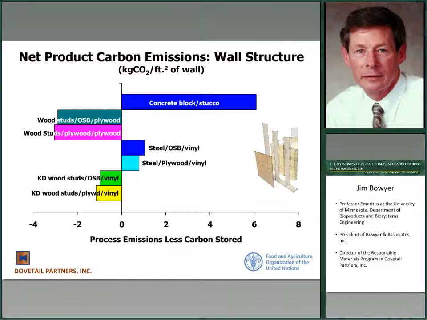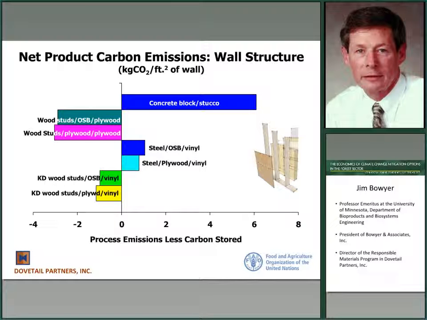We might replace the plywood sheathing with oriented strand board. Next up, we'll look at steel with a plywood sheathing and a vinyl siding. Then steel with oriented strand board with a vinyl siding. Then going above that, if we replace the vinyl siding in both cases with plywood, so now we've got wood studs, plywood sheathing, plywood siding, and so on. And then finally, a concrete block.